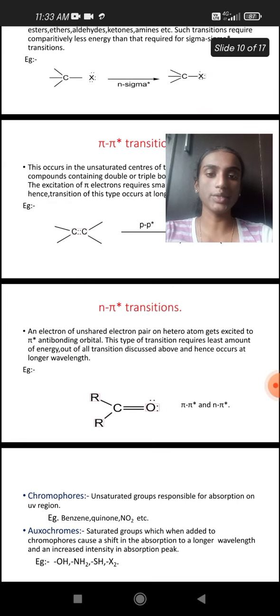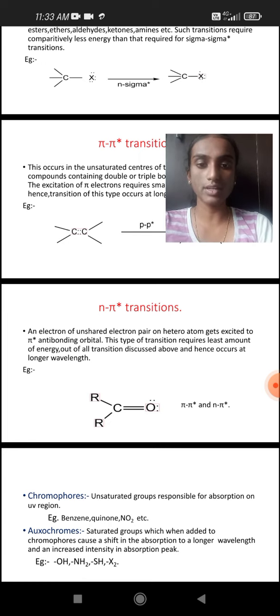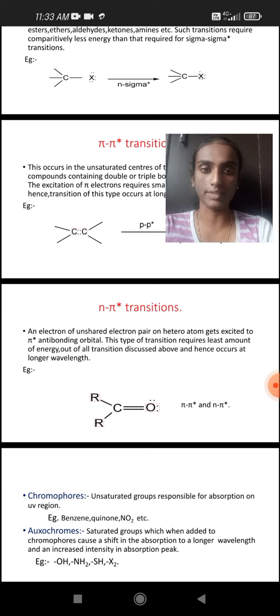Next one is n to pi star transition. An electron of an unshared electron pair on a heteroatom gets excited to a pi star antibonding orbital. This type of transition requires the least amount of energy out of all transitions discussed above, and hence occurs at longer wavelength.